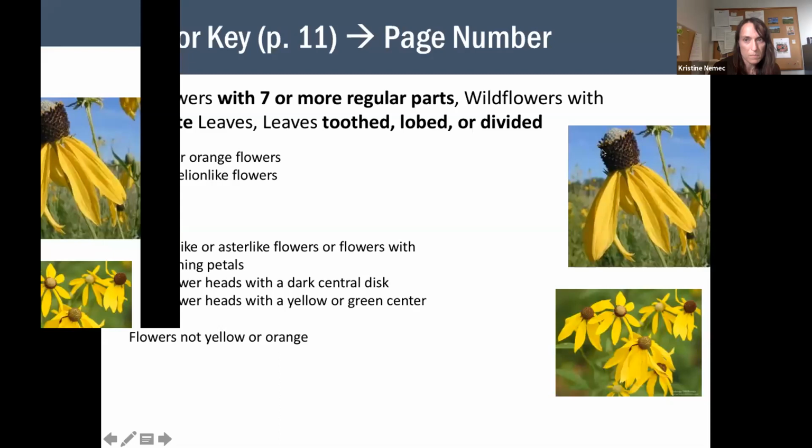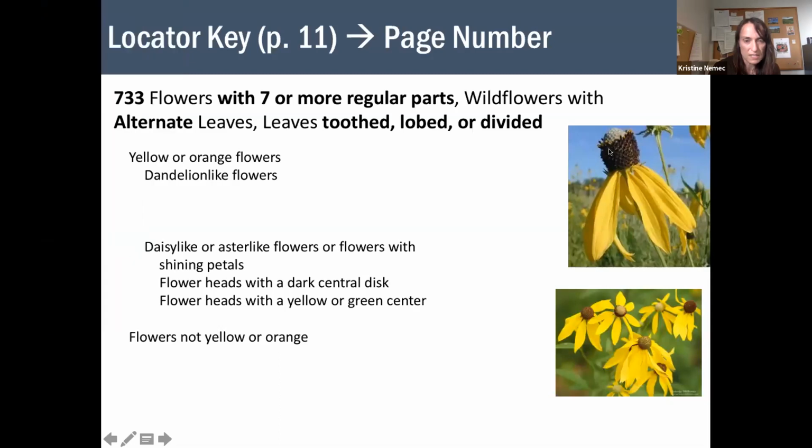So they're above the petals and around the cone, the little disc flowers themselves. It looks like they're dark. So that's going to be page 374 is where we're going to go next.